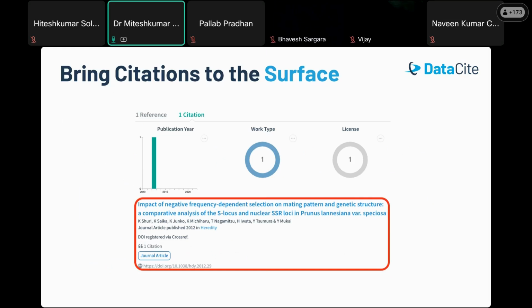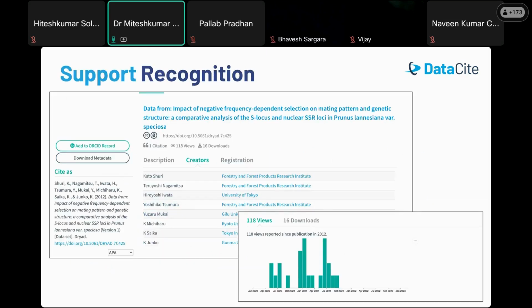And there is one more initiative of DataCite, which is known as Make Data Count. It supports the recognition, the number of citations, how many citations you are receiving. See here, how many times it is viewed, how many times it is downloaded, and how many times it is cited. All these citations and related statistics can be visible if you opt for the DataCite DOI.